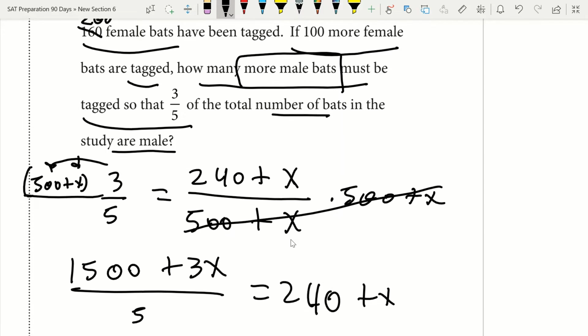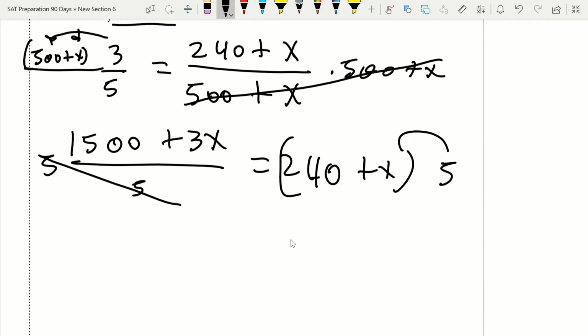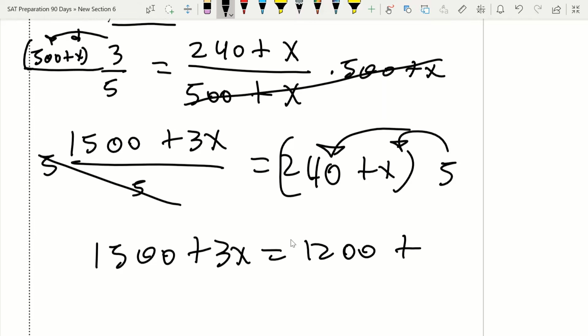Now what we're going to do is multiply each side by 5 to get rid of this 5. So we multiply by 5, get rid of it, multiply this whole part by 5. We see we're going to have 5x, and then 5 times 240, I'm going to plug that into my calculator. That's going to give me 1200. So now I've got 1500 plus 3x is equal to 1200 plus 5x.